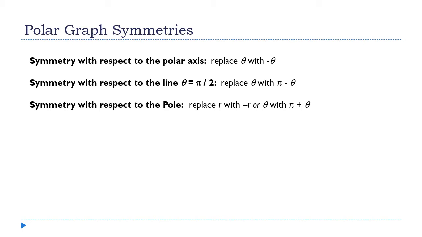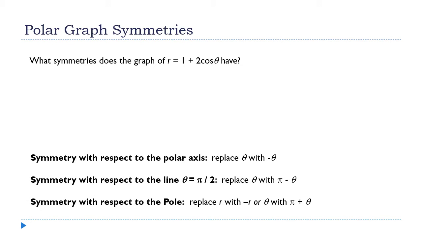Symmetry with respect to the line theta equals pi over 2. That would be the polar equivalent of the y-axis. Replace theta with pi minus theta and see if you get the same thing. And for the pole, you either replace r with minus r or theta with pi plus theta. Either one will get you the right result. So let's try this out. Let's take these out for a spin.